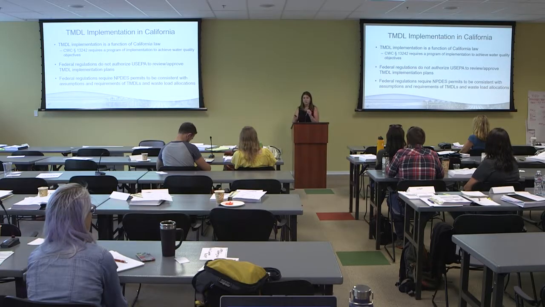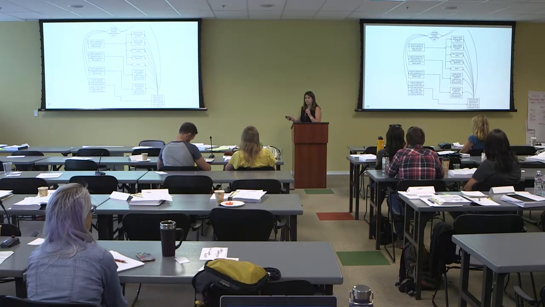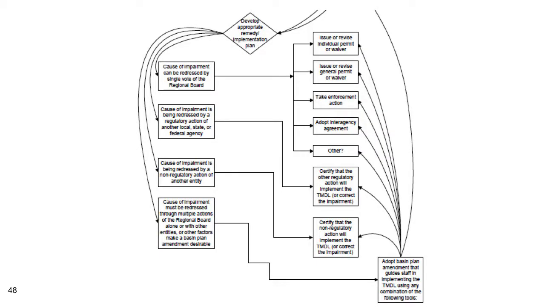And really, even after you have a TMDL, it's using our existing regulatory authority in which to implement it. So with that said, let's go back to the flow chart and look at the bottom half of it, which looks at what some of those regulatory options available to us consist of. All right. So we can address an impairment by a single vote of the regional water board.